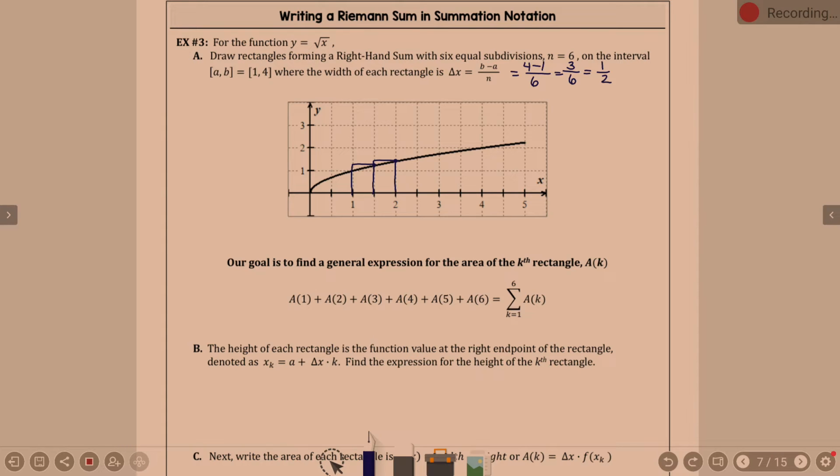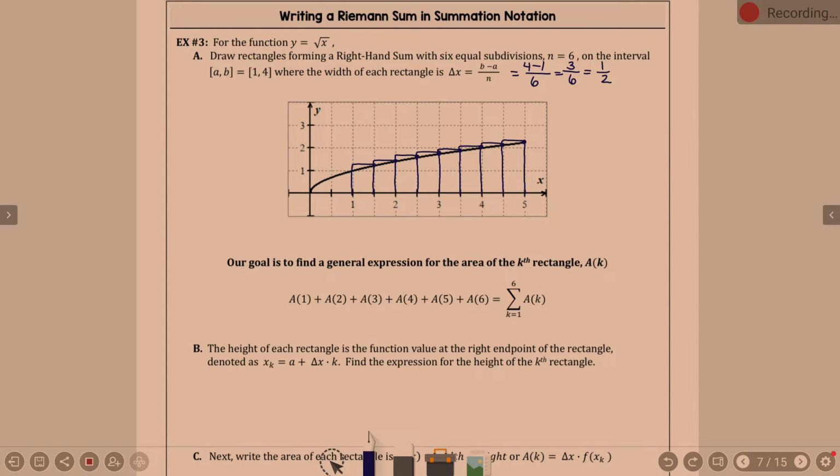From 2 to 2.5, right hand, so my point's on the right there. Draw the rectangle to the left. 2.5 to 3, my point is at 3. Draw over. 3 to 3.5, my point is at 3.5 on the right side. 3.5 to 4, again my point is on the right. 4 to 4.5, and 4.5 to 5.